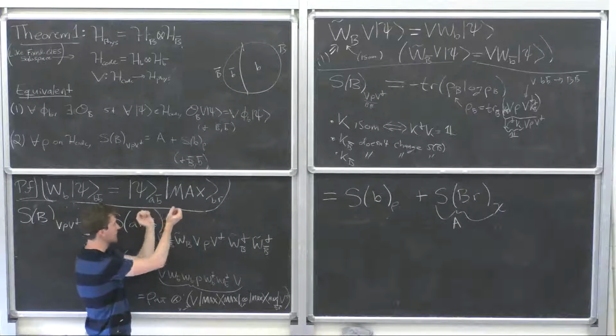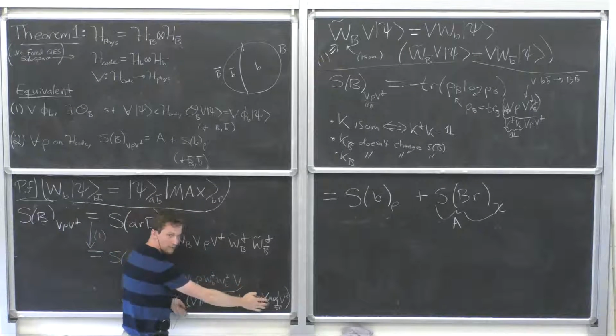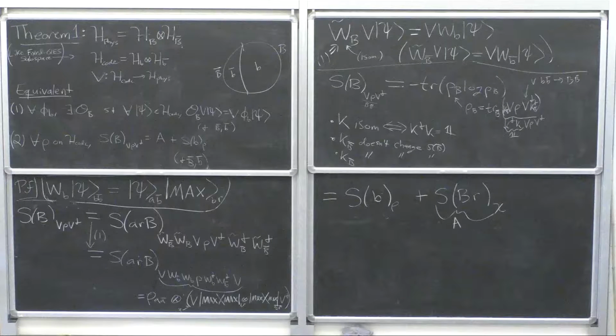Does that make sense? So this factor was this one, and then this factor was this one. And that's just what W little b did. So this theorem gives some intuition for why the QES formula works, or what it's doing.